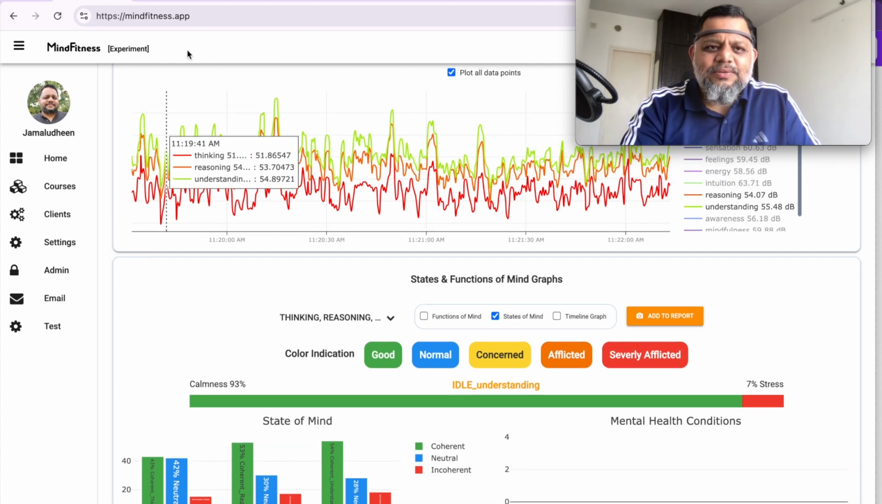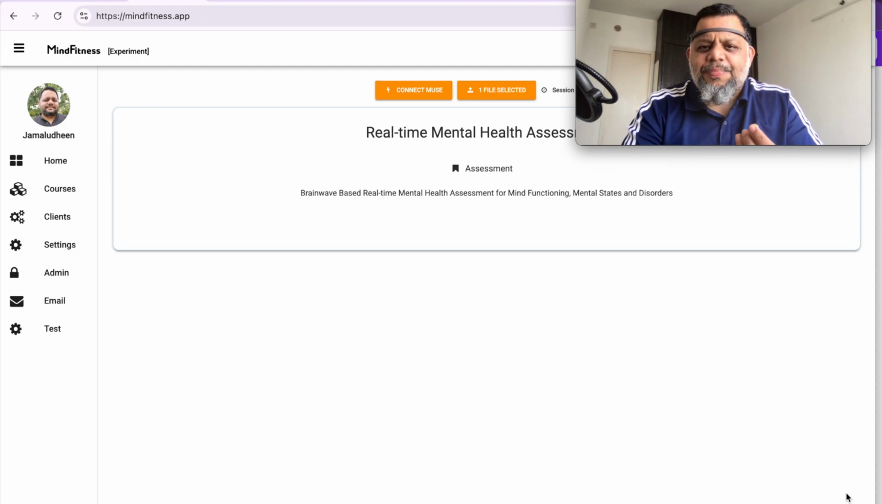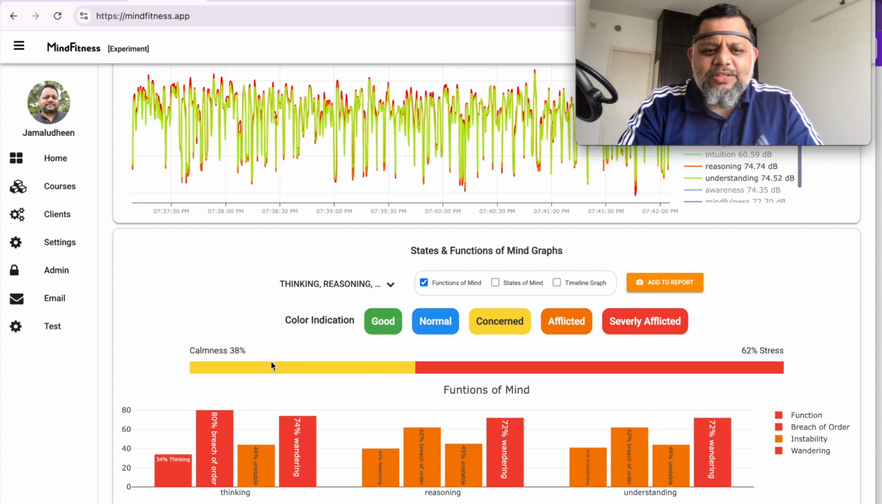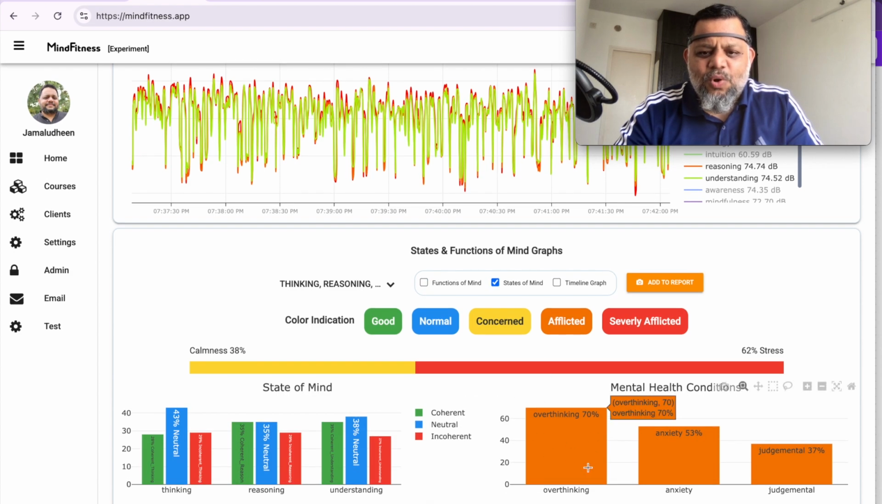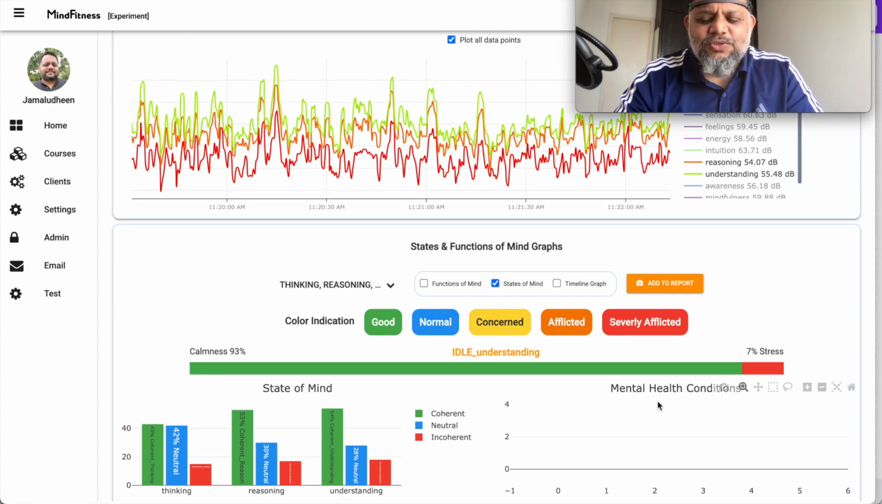So I will show you one documented file where I was going through immense stress, and it was recorded. During this session I was 62% stressful, and that means only 38% calm. I was going through some of the most stressful documentation of my mind. The main issue was I was overthinking. Compared to this coherent state, we can see there is no mental health condition at all.